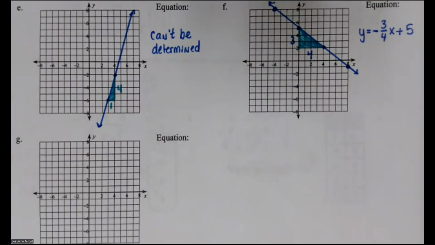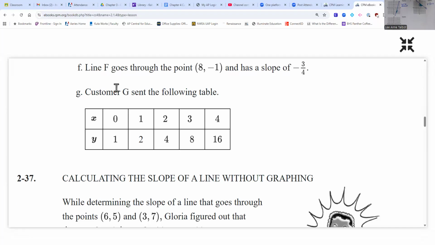Okay, last one, then we're going back to the notebook. Customer G sent the following table. Okay, graph these points. 0, 1, 1, 2, 2, 4, 3, 8. I can't graph 4, 16.